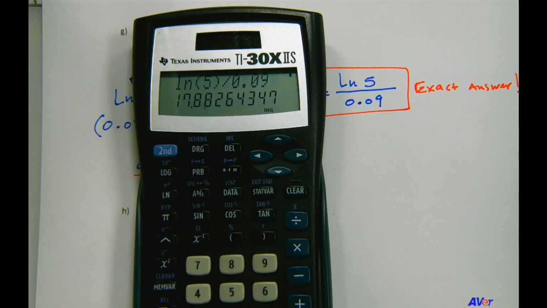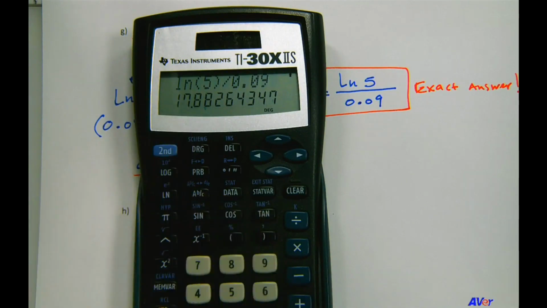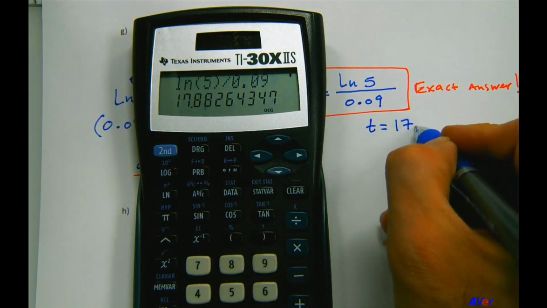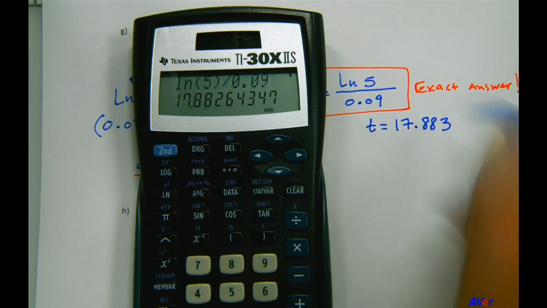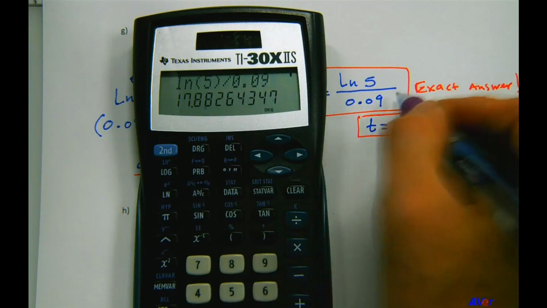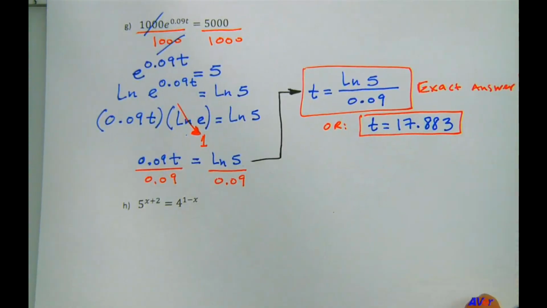We get 17.8826. So I said 3 decimal places, so let's round this to 17.883. Okay. So t is equal to 17.883. Like that. So either this or that, or that. Okay. Is this clear, guys? I hope it's clear. If you're just watching this video and you're not in class, then I don't know exactly unless you let me know with your questions. Okay.